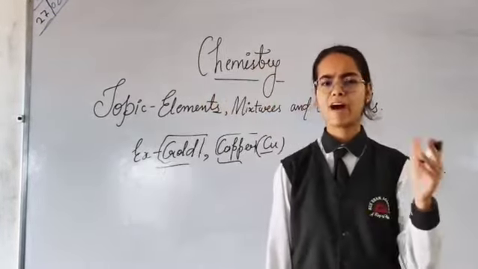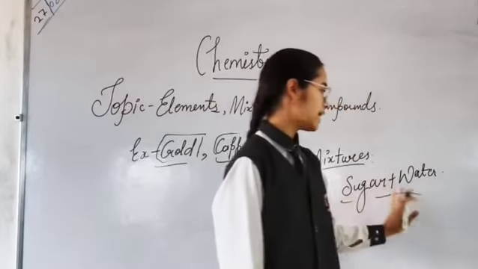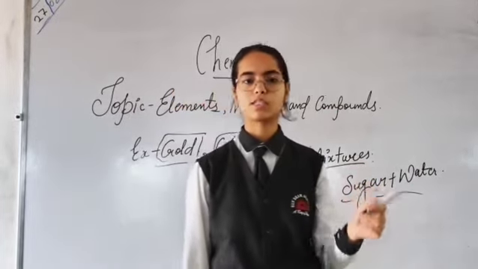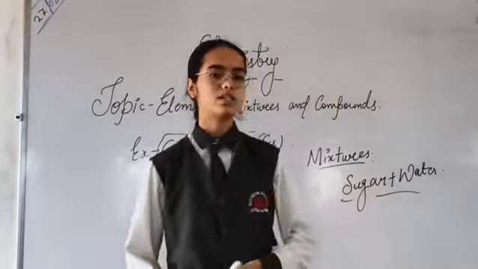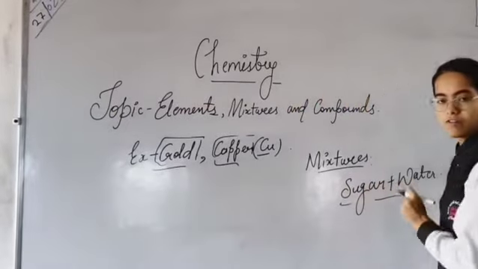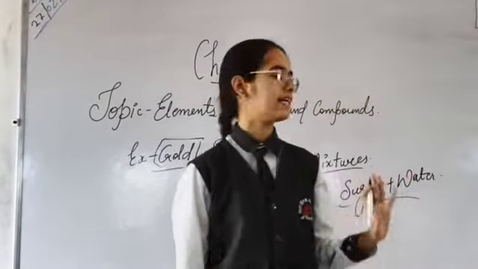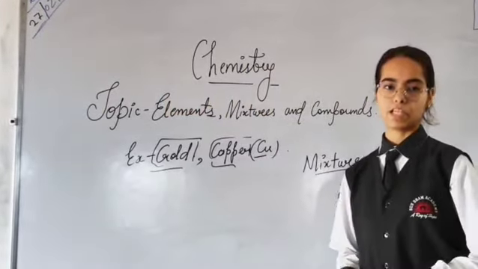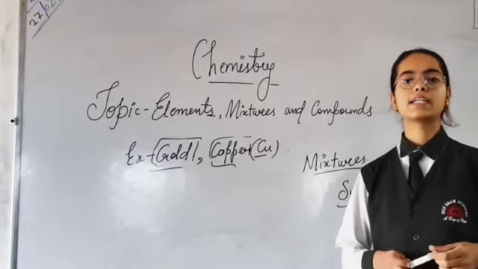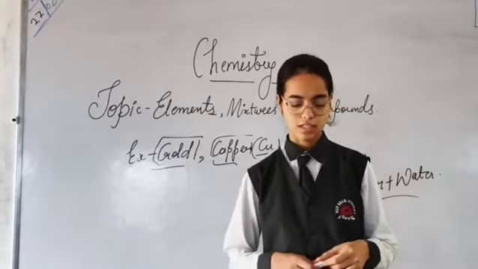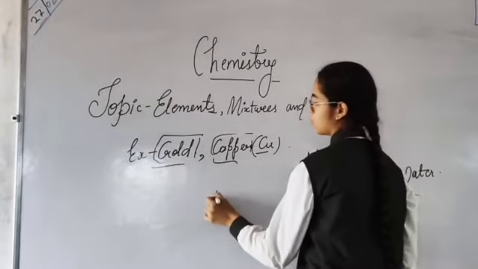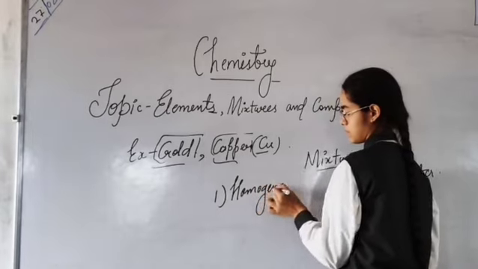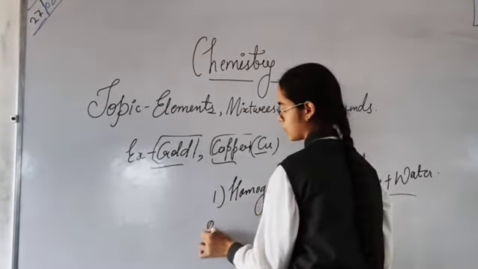Now let us understand why it is called a mixture. Sugar and water: if we mix water, which is called a solvent, also a universal solvent, and sugar, which is a solute, when we dissolve sugar in an amount of water, we form a mixture. Now let us understand the types of mixture. We have two types of mixture, that is homogeneous mixture and heterogeneous mixture. So let us understand what is a homogeneous mixture and what is a heterogeneous mixture.